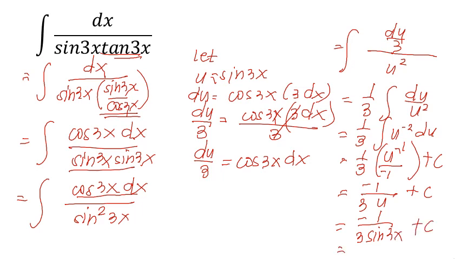Or you could simply write it this way: 1/3 times 1 over sine is equal to cosecant 3x. So we will have 1/3 cosecant 3x plus c. So this is the final answer.